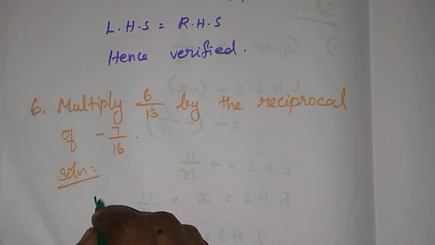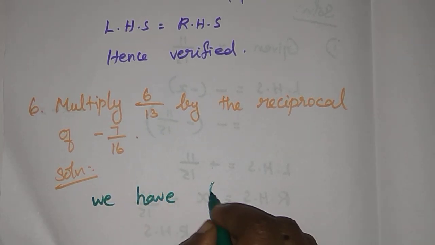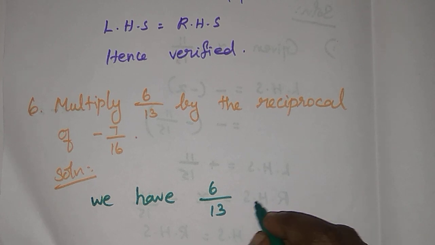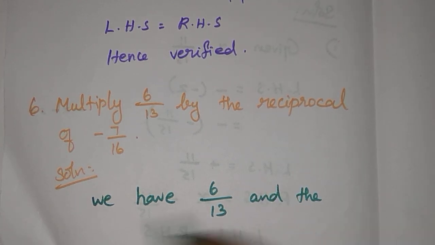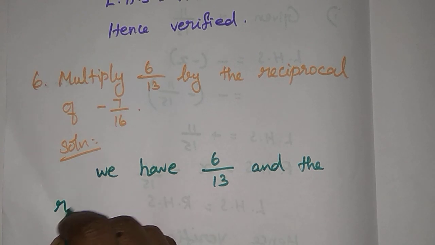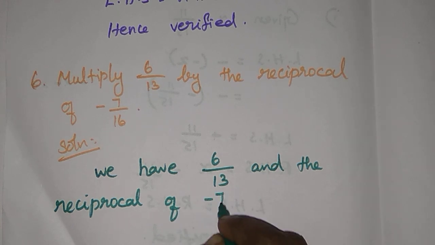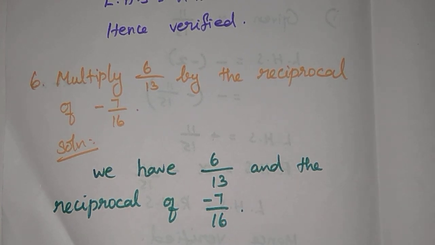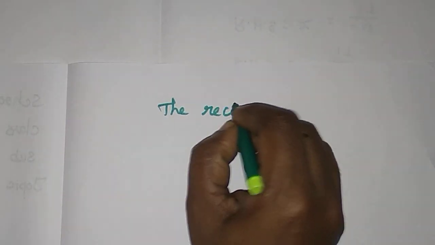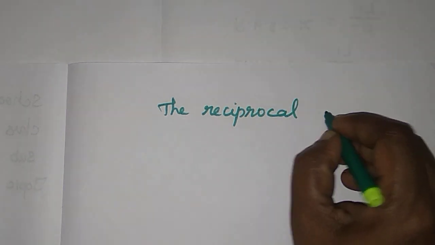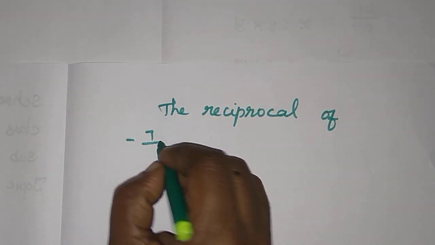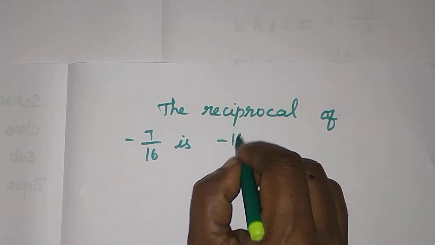So now what do we have? We have 6 by 13. This is one fraction. Another one is the reciprocal of minus 7 by 16. These only we are having now. So now the next step, the reciprocal of minus 7 by 16 is minus 16 by 7.